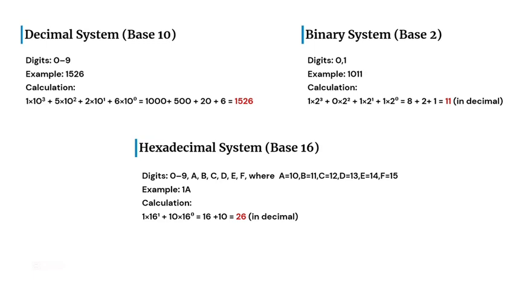In hexadecimal, we have 16 numbers, and we count from 0 to 9 just like normal. But when we hit 10, we use letters instead. So A is 10, B is 11, C is 12, D is 13, E is 14, and F is 15. For the hexadecimal system, each position represents a power of 16. For example, the hex value 1A translates to 1 times 16 to the power of 1 plus 10 times 16 to the power of 0 equals 16 plus 10, which gives us 26 in decimal.